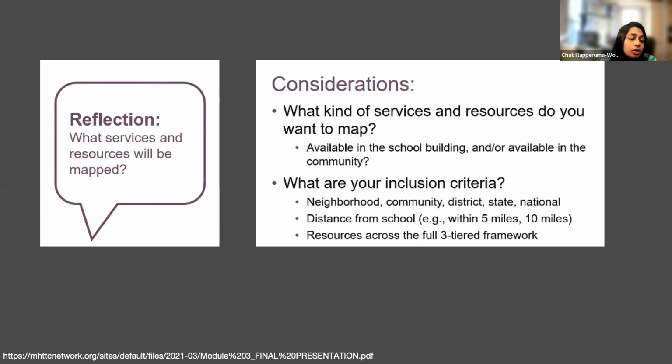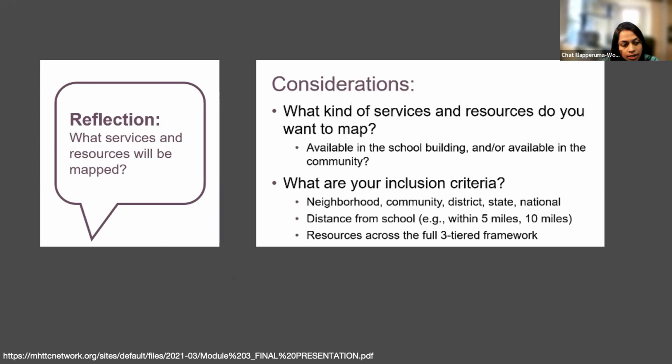So think about, do you want to do this within your school building? Do you want to map resources that are available within your school building, or do you want to go big, all the way to your community? Again, this depends on how big and diverse your team is, and also the capacity of your team. What are some inclusion criteria? Do you want resources in your neighborhood? Do you want resources in your community, in your district, throughout the state, or national resources? Think about national mental health organizations.